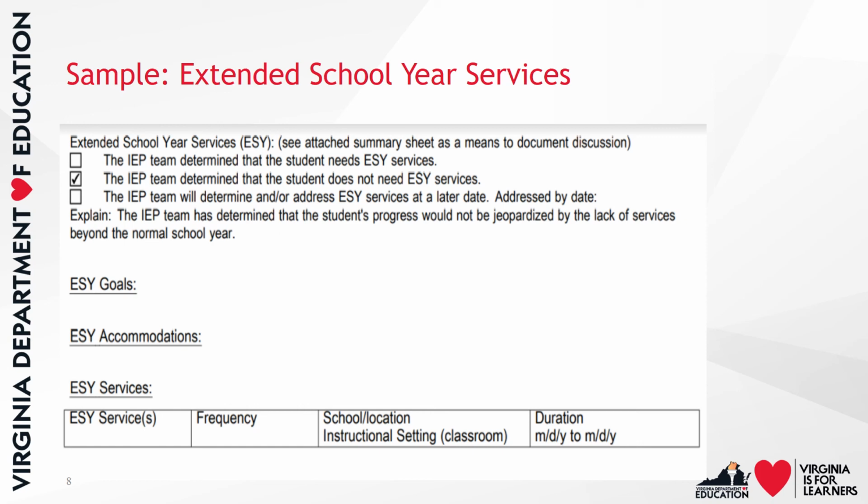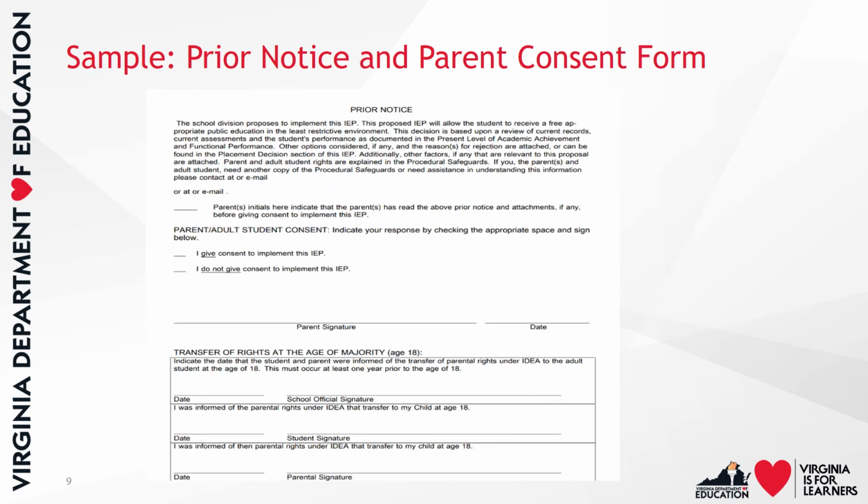Written consent is required from the parent before the implementation of special education and related services for the first time. However, it is voluntary on the part of the parent and may be withdrawn at any time. Additional information on the requirements for consent and the IEP process can be found in the regulations governing programs for students with disabilities in Virginia on the VDOE website.